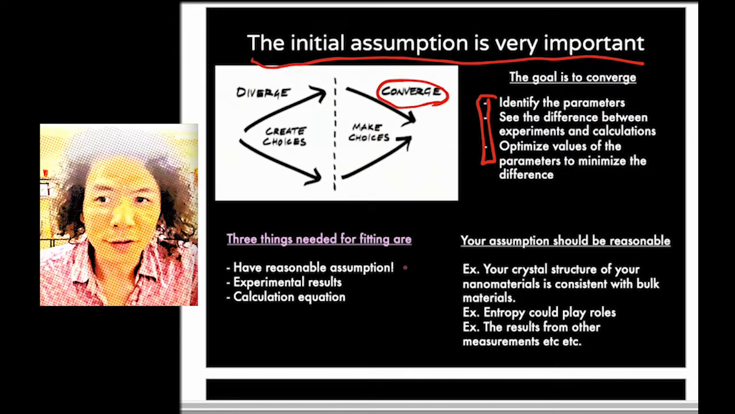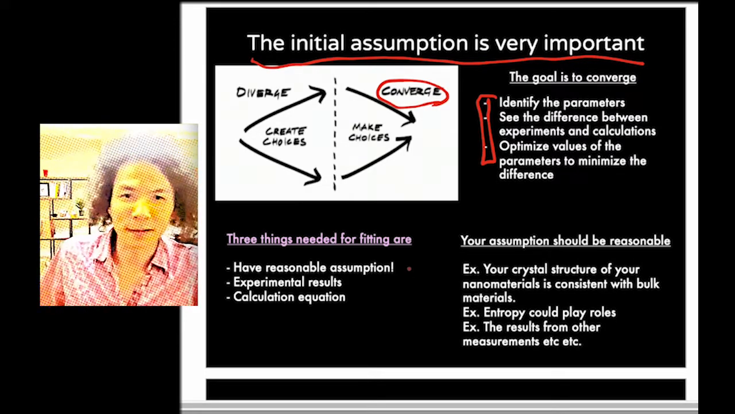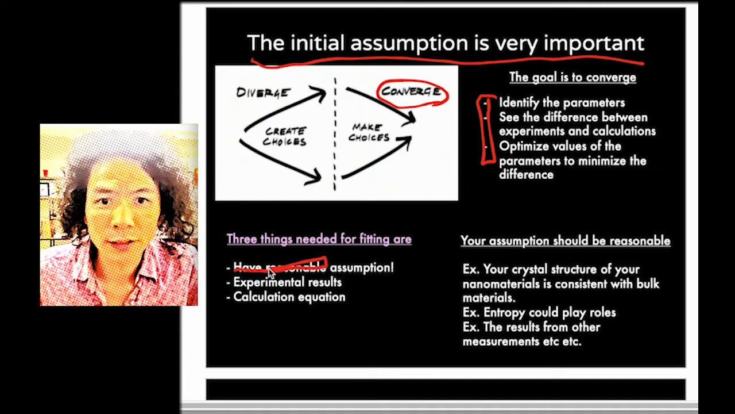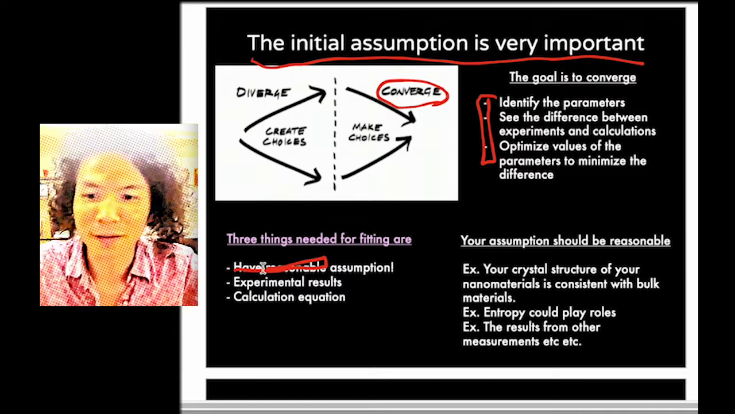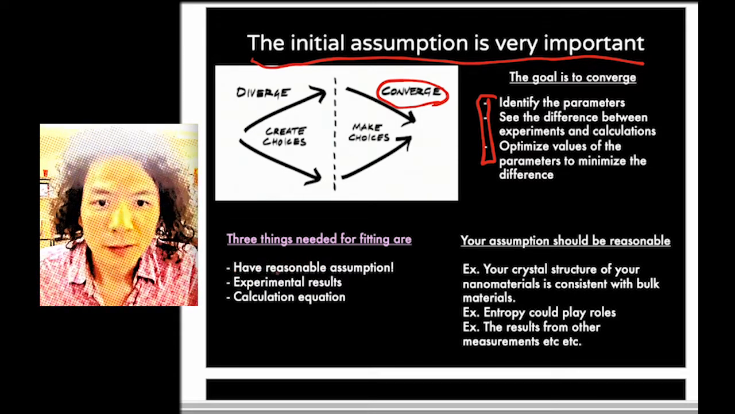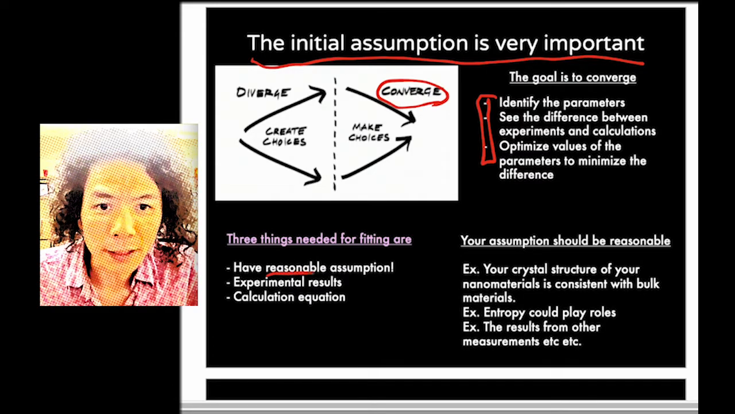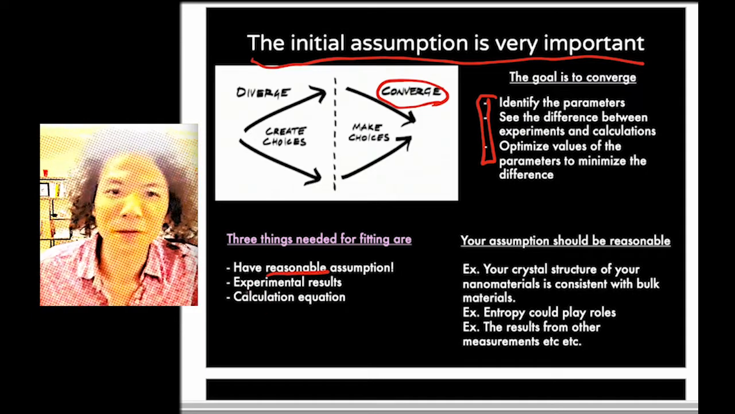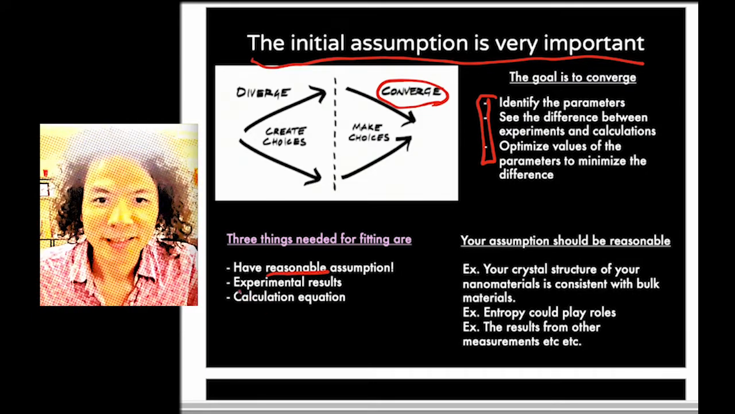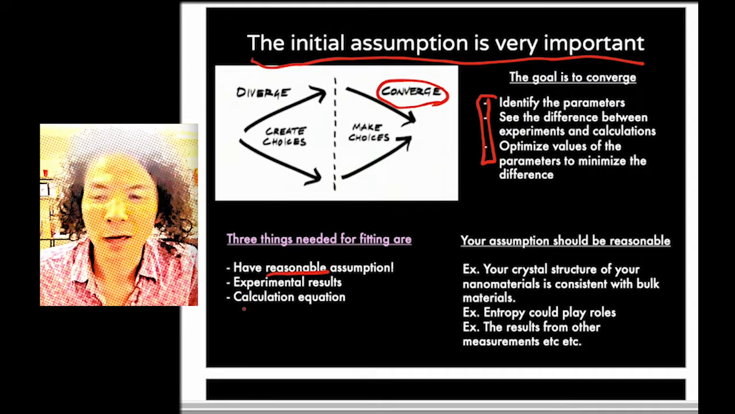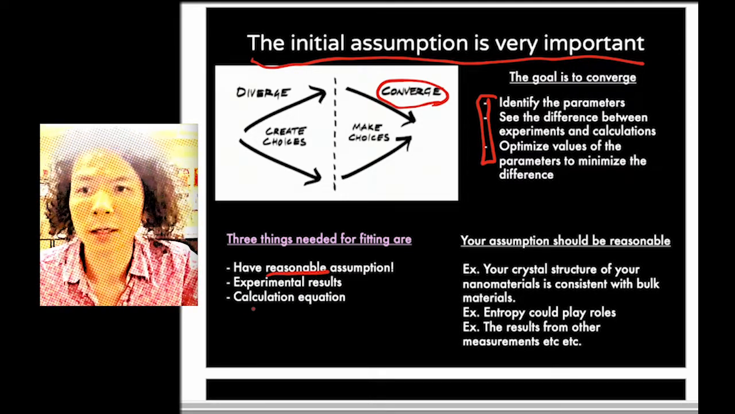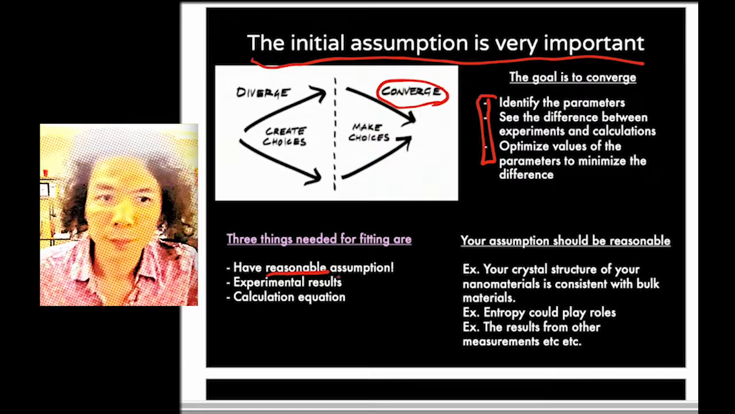And in order to do that, there are only three things that you need. First one is, like I said, have a reasonable assumption. This reasonable, I deleted it, but this reasonable is very important term. And of course, you have to have your experimental result, and you have to have the calculation equation so that you can calculate the theoretically predicted value.